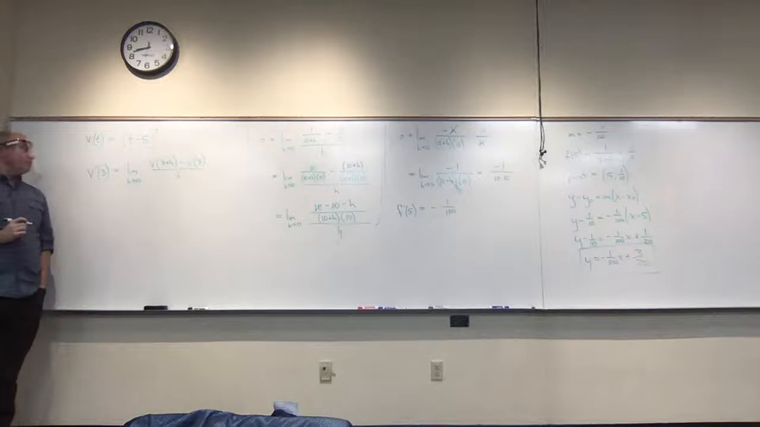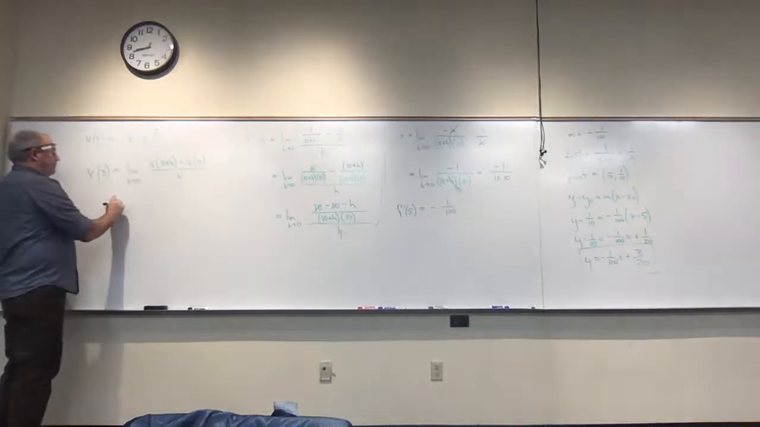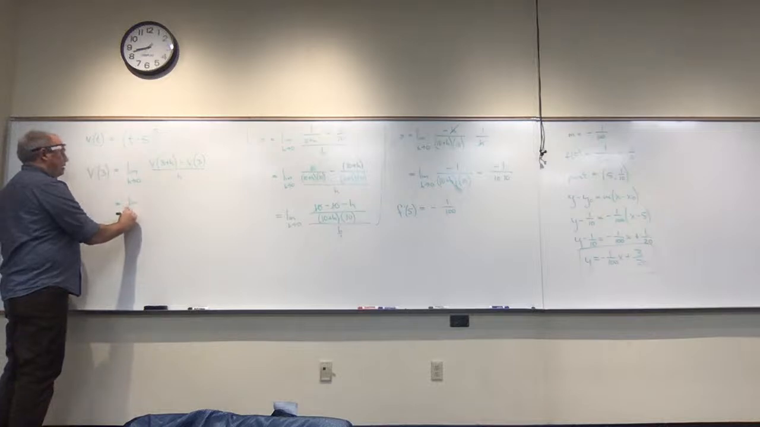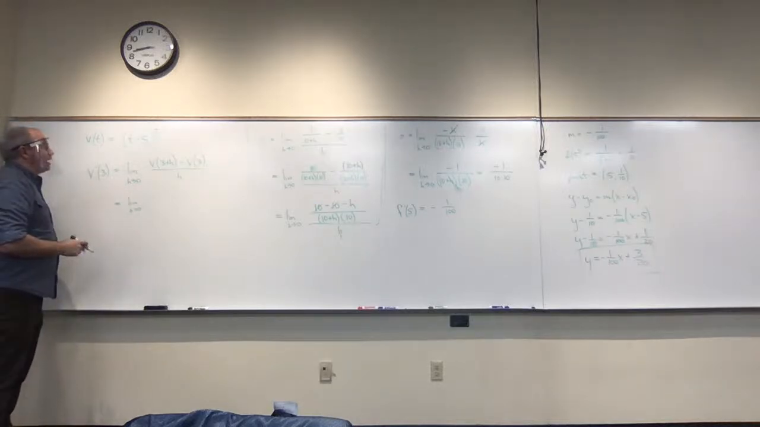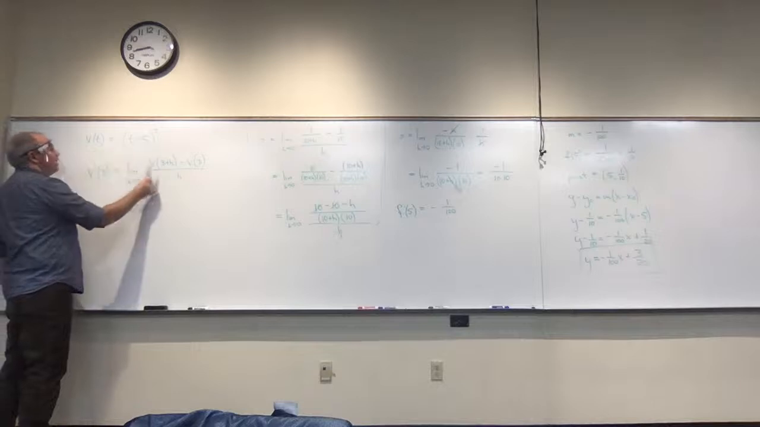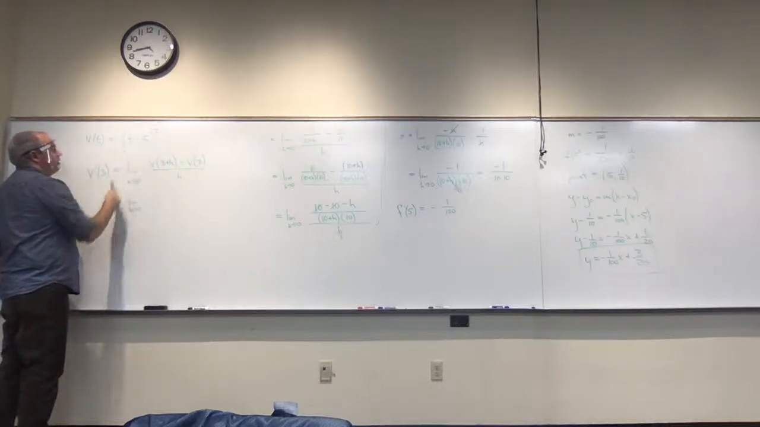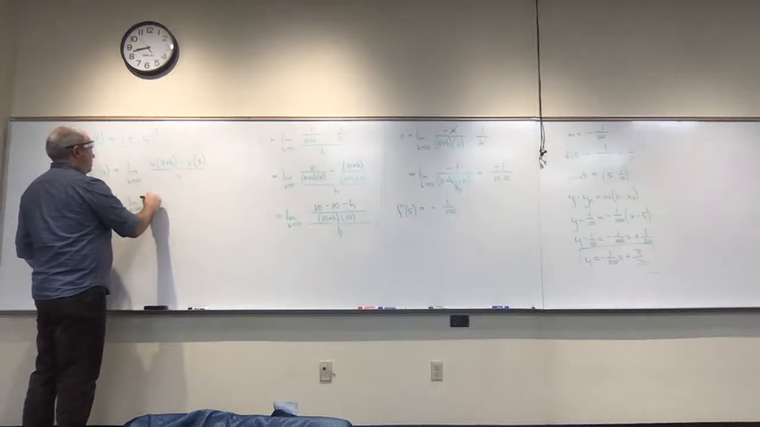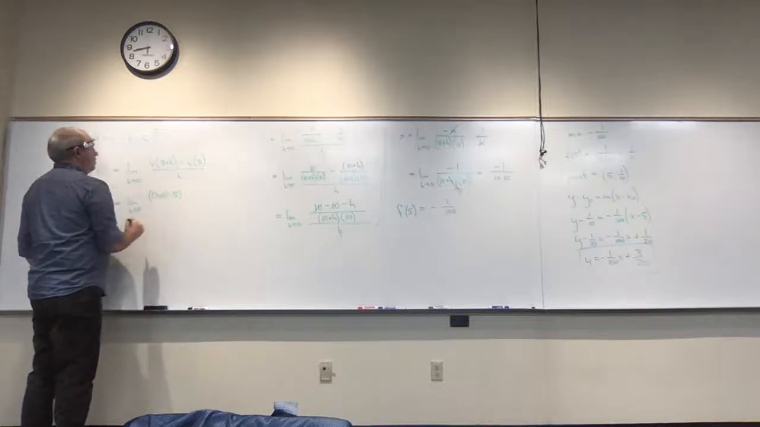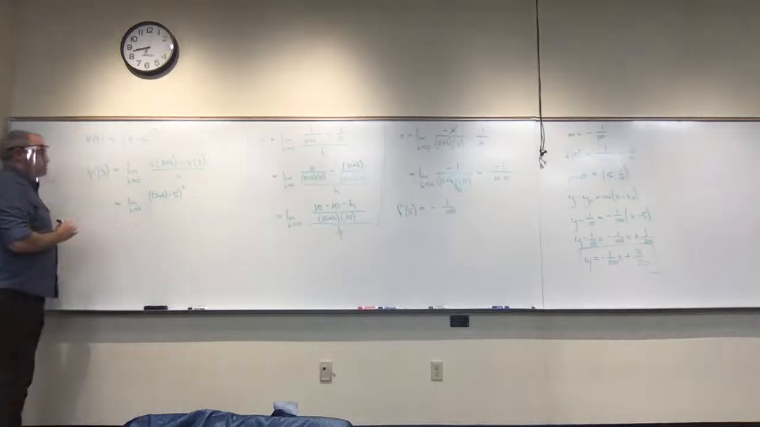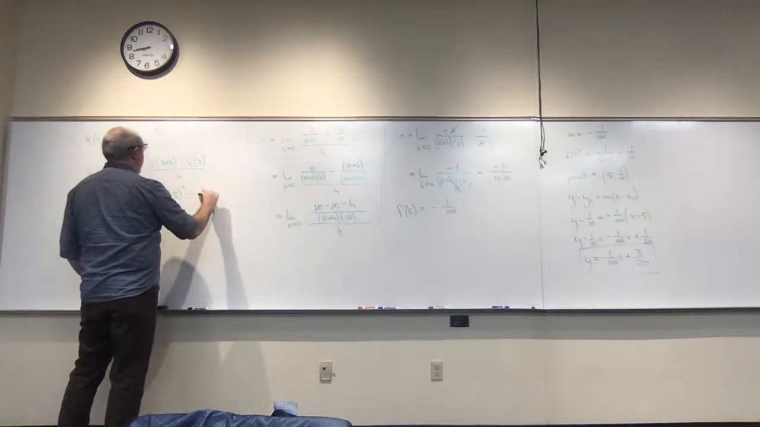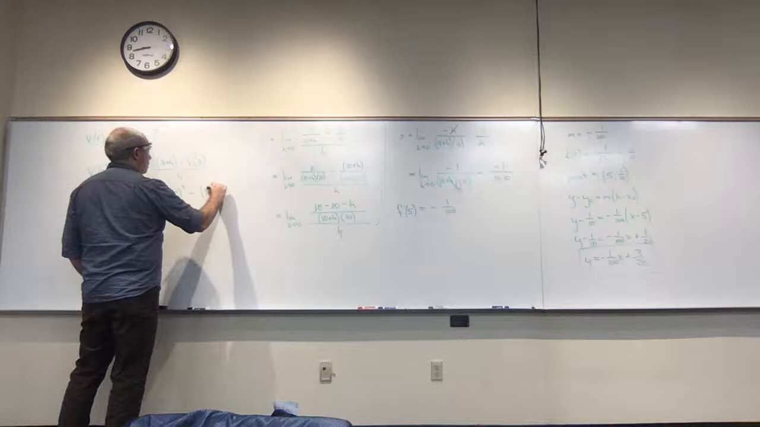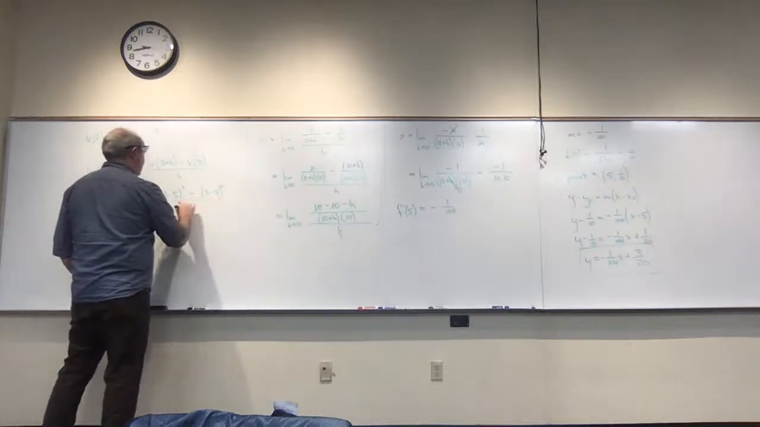Sound good? Okay, so basically the same as before. Now what does that mean? This is the limit as h goes to 0 of v of 3 plus h. Well, what do I even mean by v? v of t means whatever's in here, I plug in for t here. So I get 3 plus h minus 5, quantity squared, minus, I plug in 3 and I get 3 minus 5, quantity squared, divided by h.